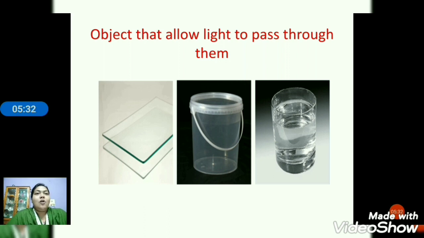You should remember, objects that allow light to pass through them will not form a shadow because they do not block the light. They are not blocking the light, so they do not form a shadow. We can see through these objects, for example, glass and water. Isn't it, children? You can see, and so the formation of shadow is not there. And always remember, when something is blocked, then the shadow is formed. When light cannot pass through, then the shadow is formed.